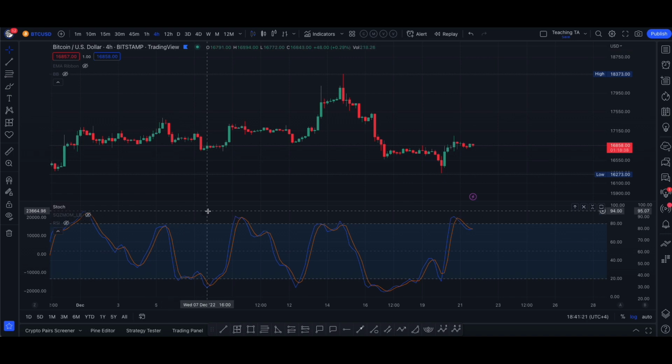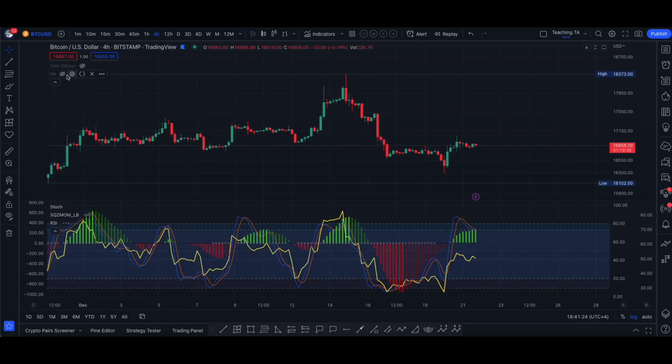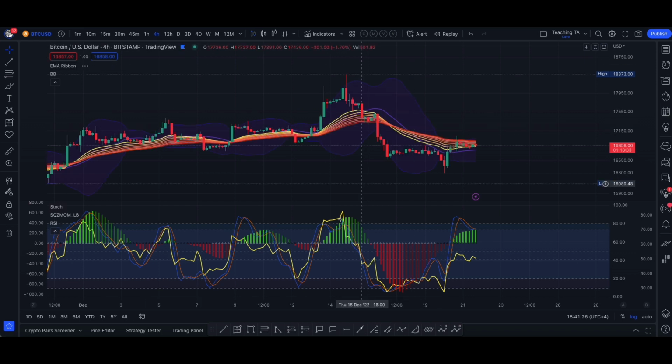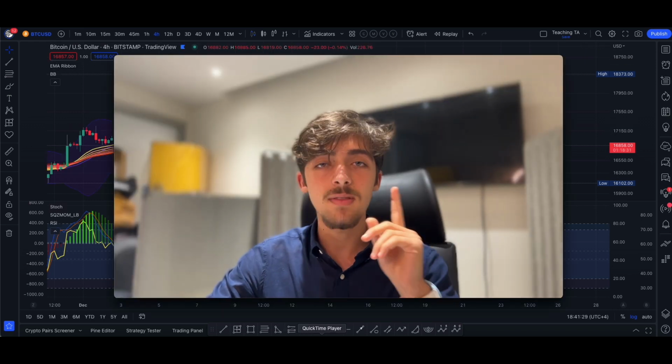So again, TradingView with these 5 indicators can be very useful, especially if you use them all in consensus, right? So this is the first thing that you need.